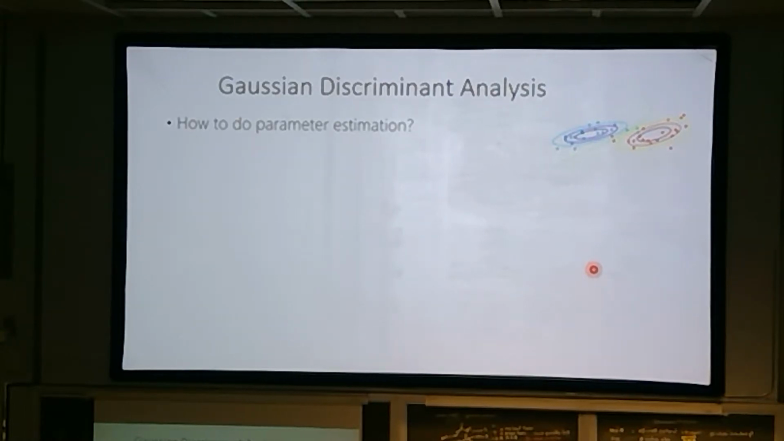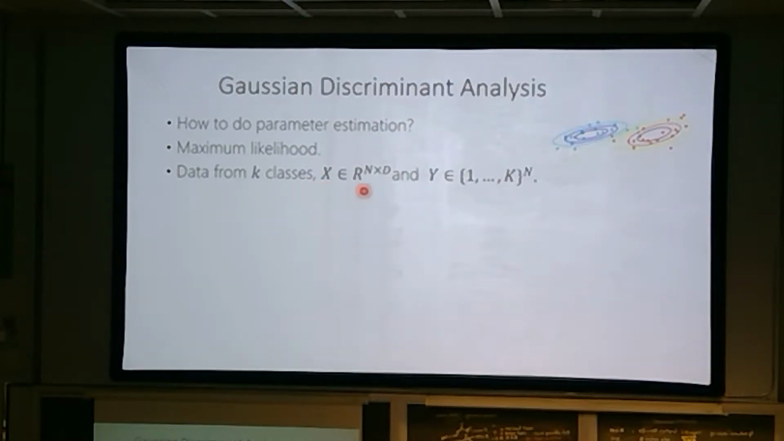Okay, so how are we going to do parameter estimation? We're going to do maximum likelihood. It's a probabilistic model, so let's do maximum likelihood as we do. And we have data from k different classes. I said we were going to do 2 classes. Some of the slides are k classes, but the pictures will always be 2 classes.